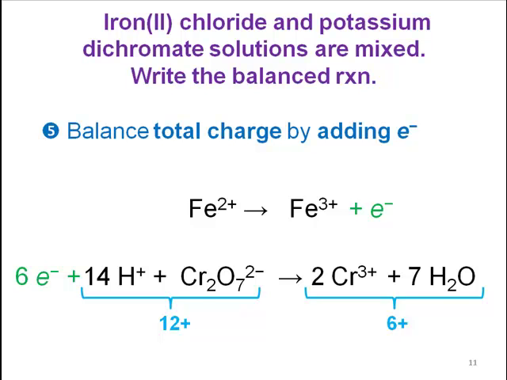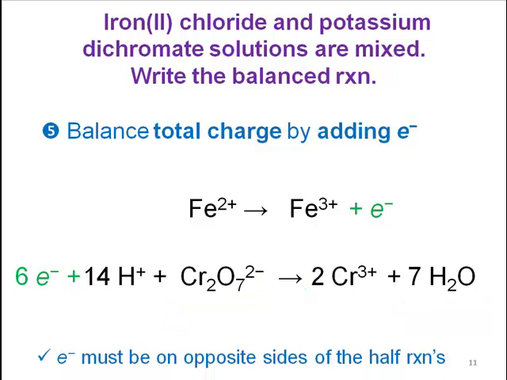Now, one cool thing you'll notice in the top one, where are the electrons? Right or left? Right side, right-hand side. Which side are they on the bottom one? Left-hand side. So you'll see the electrons must be on opposite sides of the half reactions.